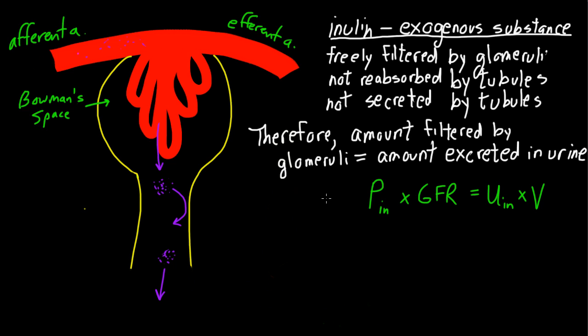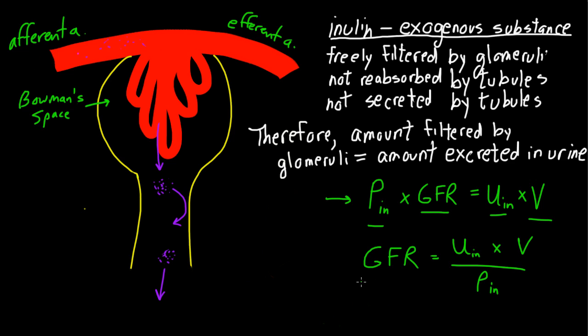The amount of inulin filtered by the glomeruli will be the product of the concentration of inulin in plasma and the glomerular filtration rate. Again, that will be equal to the amount excreted in the urine, and the amount of inulin excreted in the urine is given by the product of the concentration of inulin in the urine times urine flow, or urine volume per unit time. One can solve this equation to calculate the glomerular filtration rate.